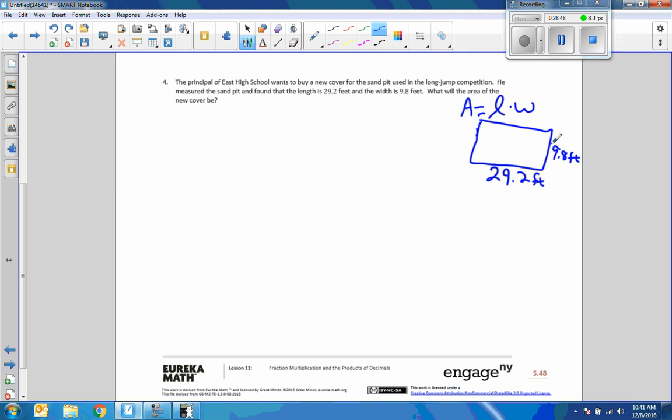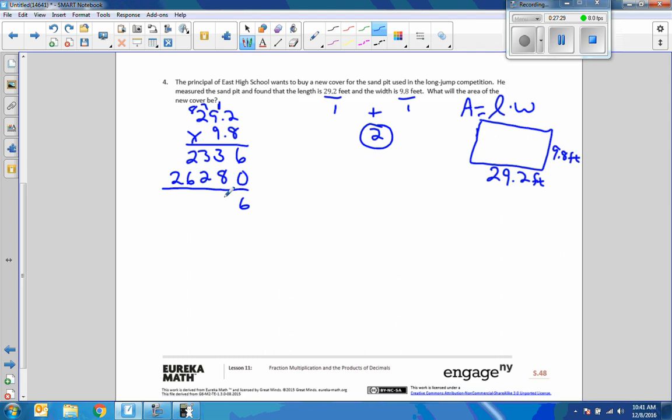Okay, so we're going to multiply the length times the width. 29.2 times 9.8. Don't really care about the decimals right now, but there's one decimal in each, so our answer is going to have 2 decimals. 8 times 2 is 16. 72 plus 1 is 73. 8 times 2 is 16 plus 7 is 23. 0. 9 times 2 is 18. Carry the 1. 9 times 9 is 81. Plus 1 is 82. Carry the 8. 9 times 2 is 18. Plus 8 is 26.